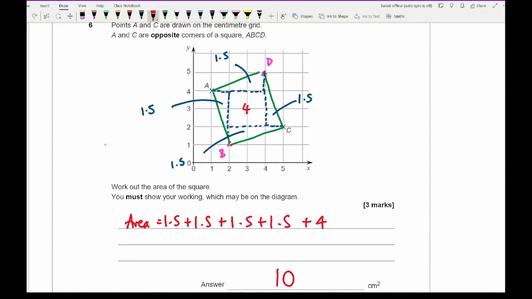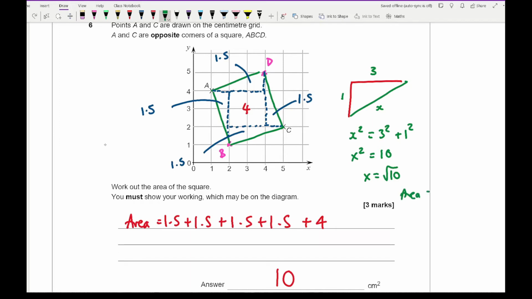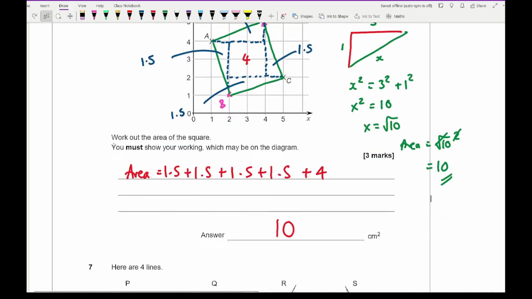Another way of doing it is using Pythagoras. So to work out what the length is going to be, if I imagine this, and this is the length, well, let's use green. This is the length of the square. Well, that's going to be 3, and that's going to be 1. And we want to work out what this is. So using Pythagoras, x squared equals 3 squared plus 1 squared. So x squared equals 10. So x equals root 10. So if that's the length of one of the sides of the square, then the area is going to equal root 10 squared. The square and the square root cancel out, which then leaves us with 10. So there are a couple of ways in which you can work out that answer.